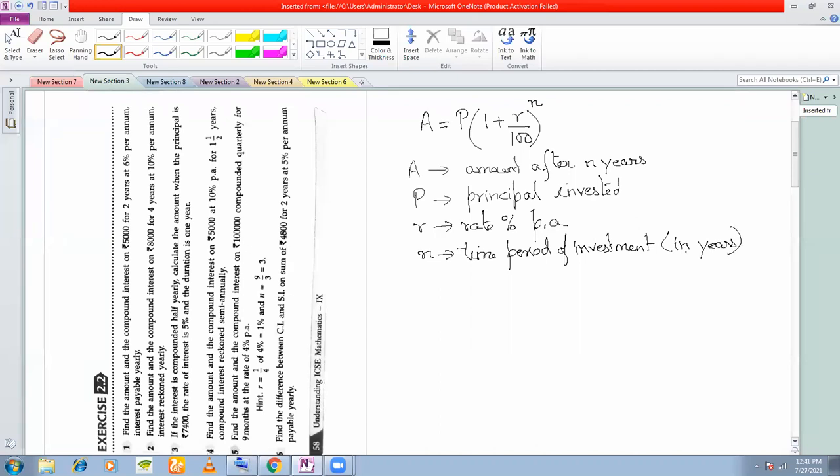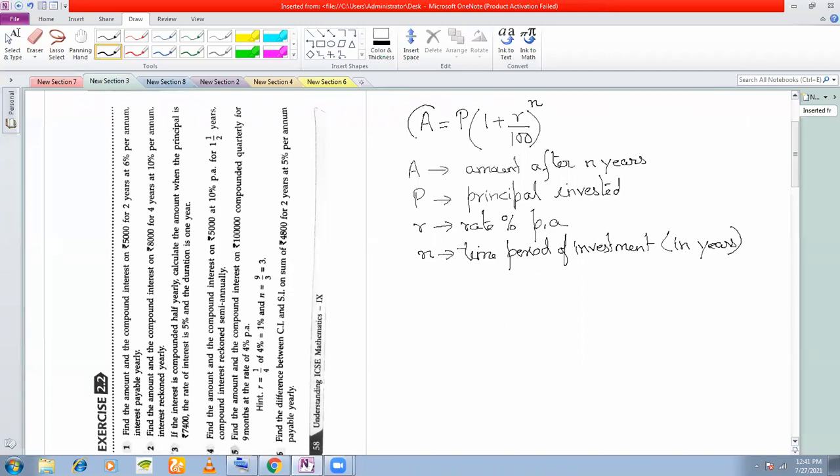So if it's 6 months, then how do you convert 6 months to years? 6 by 12, half year. If it's 3 months, how do you convert 3 months to years? It is 3 by 12 and so on. So whatever value of n that you take, that must be in terms of years.